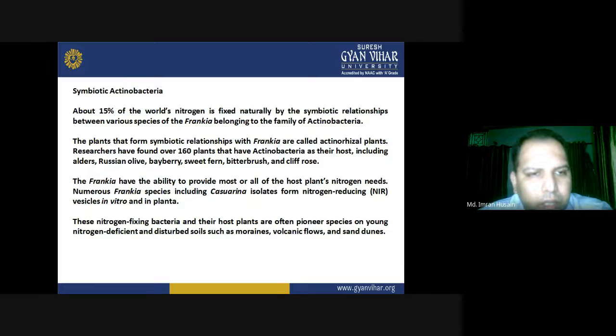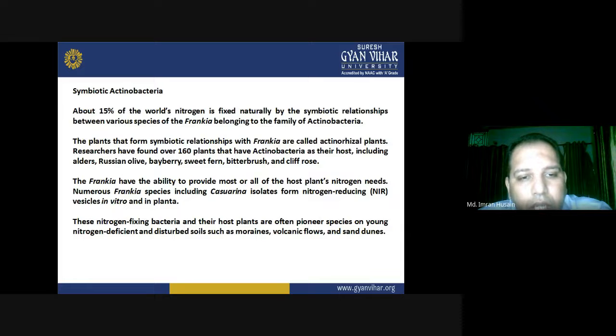Symbiotic actinobacteria: about 15% of the world's nitrogen is fixed naturally by symbiotic relationships between various species of Frankia belonging to the family of Actinobacteria. The plants that form symbiotic relationships with Frankia are called actinorhizal plants. Researchers have found that over 160 plants have Actinobacteria as their host, including alders, Russian olive, bayberry, sweet fern, brush, and cliff rose.